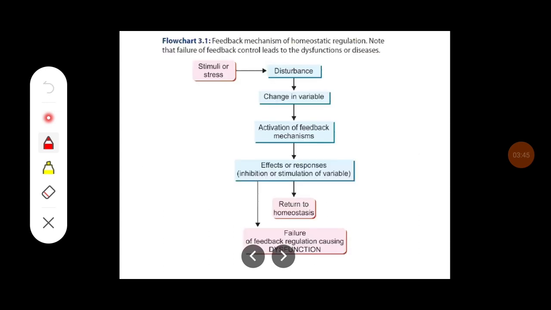So this is the feedback mechanism of homeostatic regulation. Any stimuli or stress, when it leads to disturbance in the body environment, there will be change in some of the variables, so that activates the feedback mechanism. And by effect or response, there can be inhibition or stimulation of the variable, so that helps in the return to the norm, homeostasis, or failure of this can lead to dysfunction of the organ or the body.